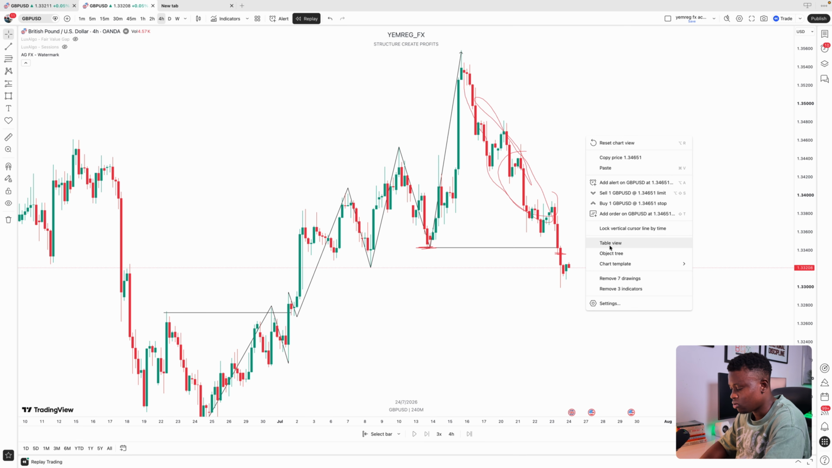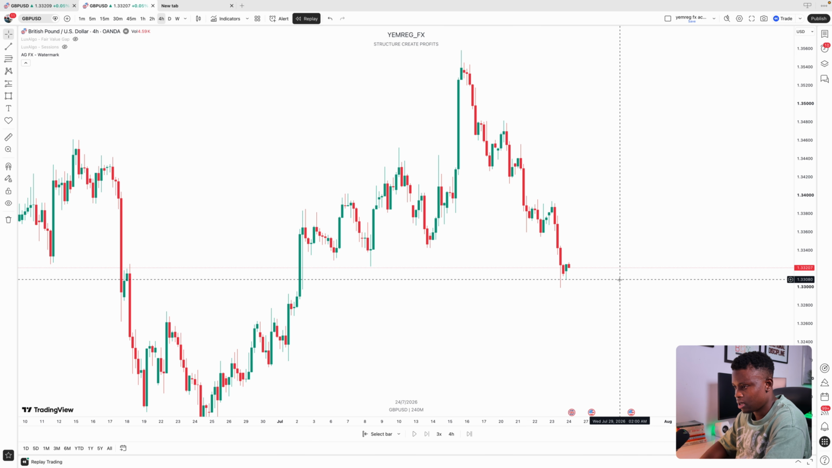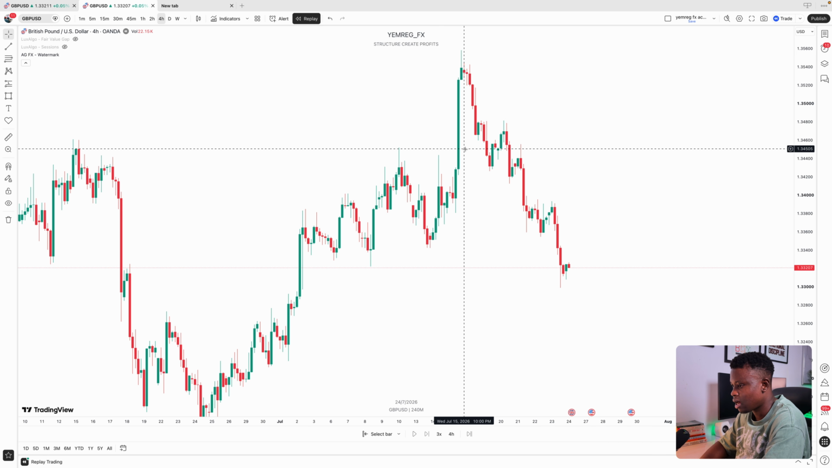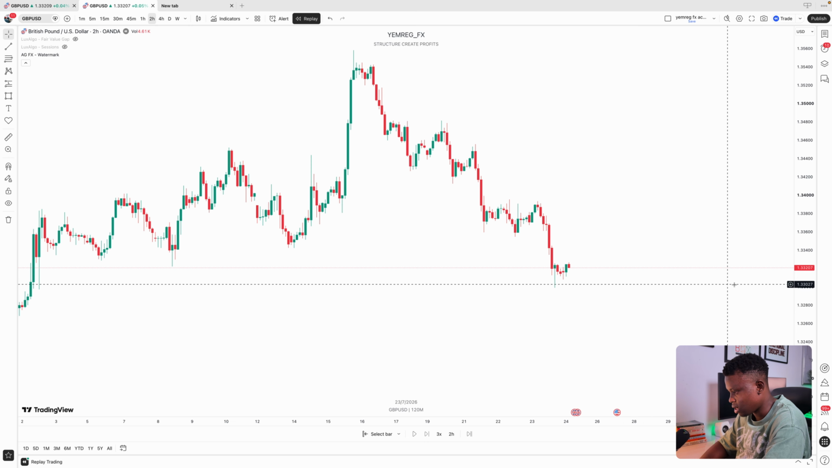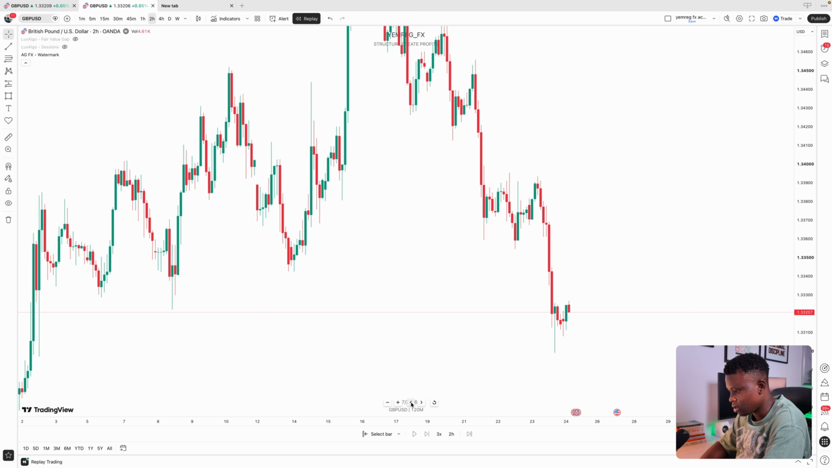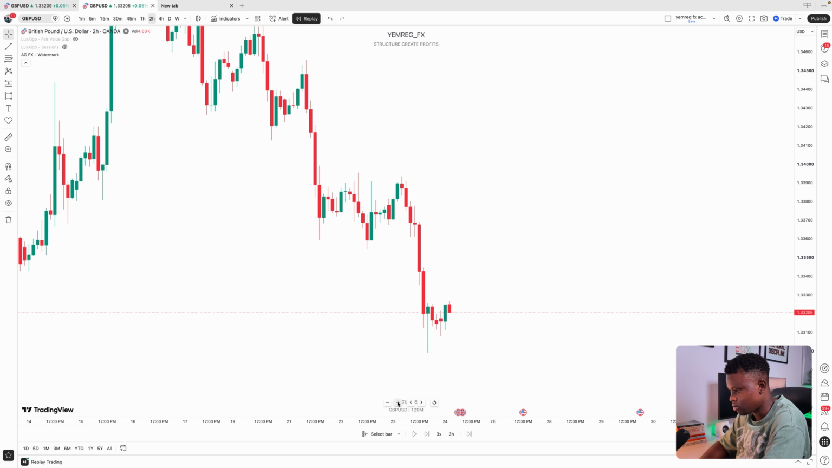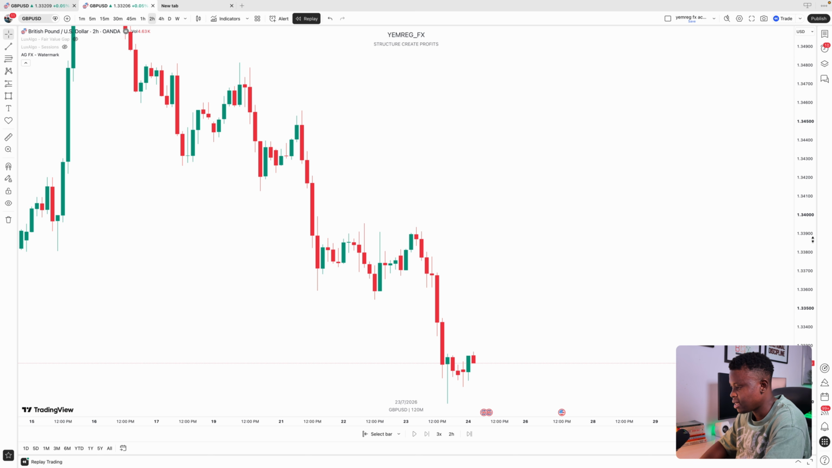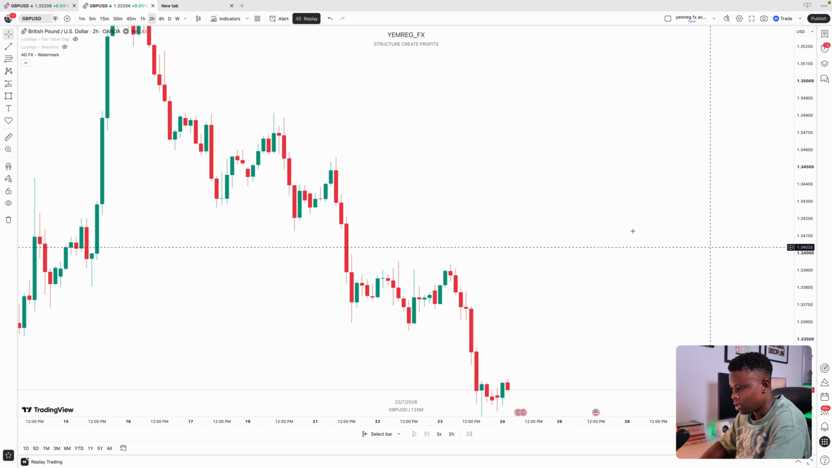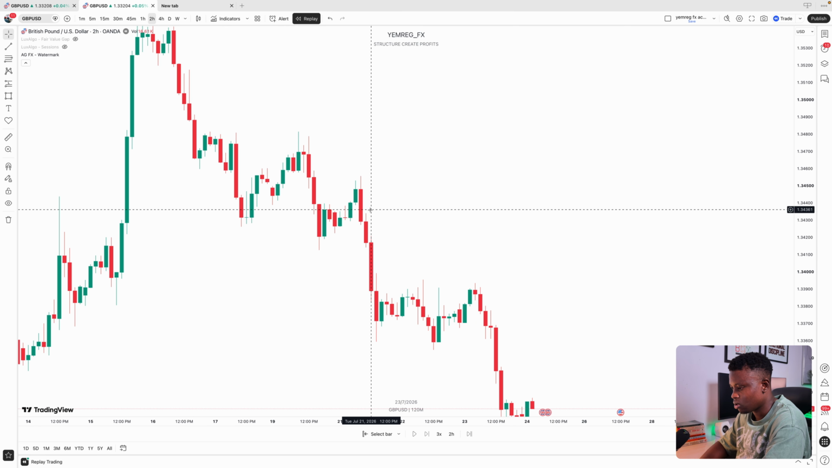Once you are able to figure that out on the higher time frame, then you can start looking for entry opportunities on the lower time frame, which is the 1 hour or 2 hours. So let's go to 2 hours. We are currently on the 2 hours time frame, and this is what we are seeing at the moment. We can start analyzing the market from here also.